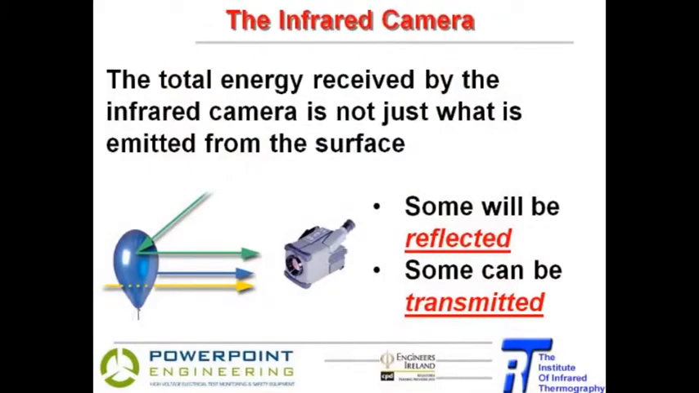So as a thermographer, you have to know the fact that the total energy that the camera is receiving is not just coming from the surface. Some of it will be emitted, depending on the emissivity of the object, but some's going to be reflected. And that's going to come from the surroundings. Potentially some of it may be transmitted. Some materials will allow infrared to pass through, but very few. The lens of the camera is not glass. The wavelength of the cameras that we use won't allow infrared to pass through glass.